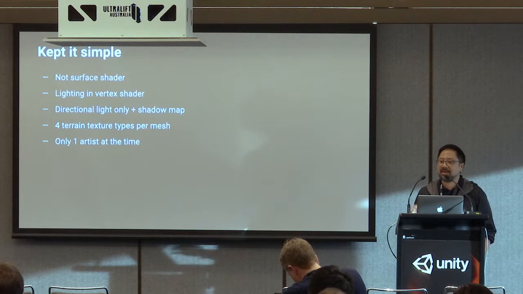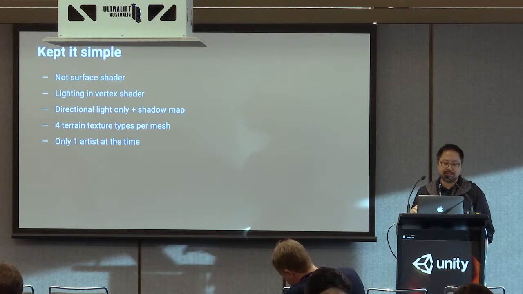So we only use one directional light and a shadow map and 4 unique terrain texture types per mesh. But that's per mesh. So if an artist actually wants to use more terrain textures, they just split up the mesh. And at the time, we only had one artist.